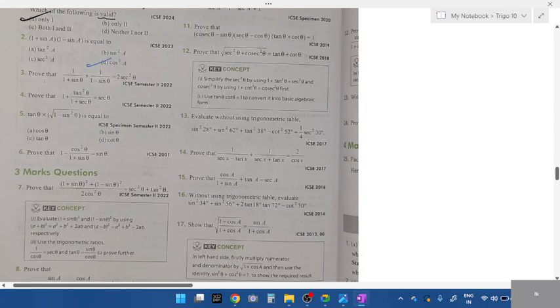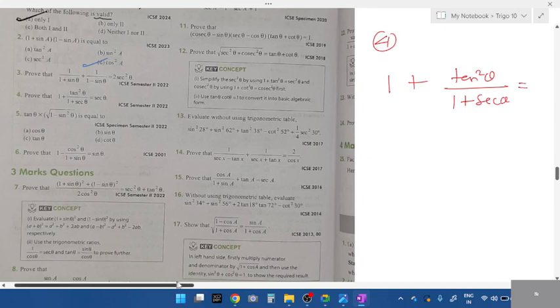Same concept, fourth one, students. Take LCM and try to convert it. Fourth, fifth, and sixth. Okay, we'll try the fourth one. MCQ question. How do you solve the fourth? 1 by 1 plus 1 plus tan square theta divided by 1 plus sec theta is equal to sec theta.